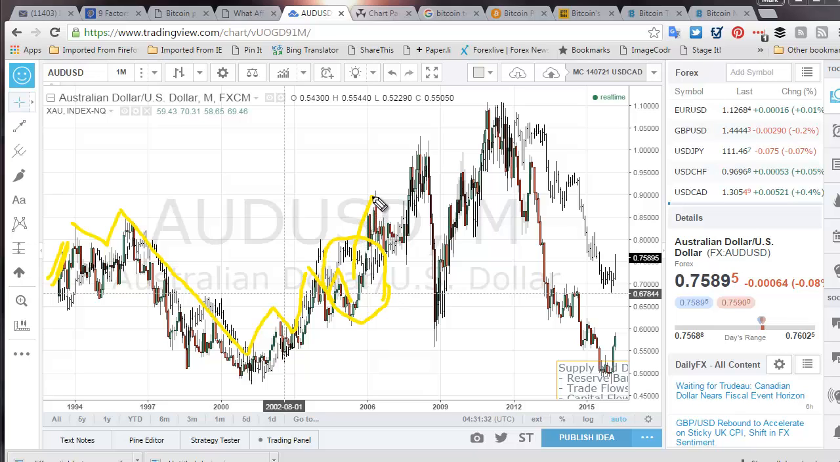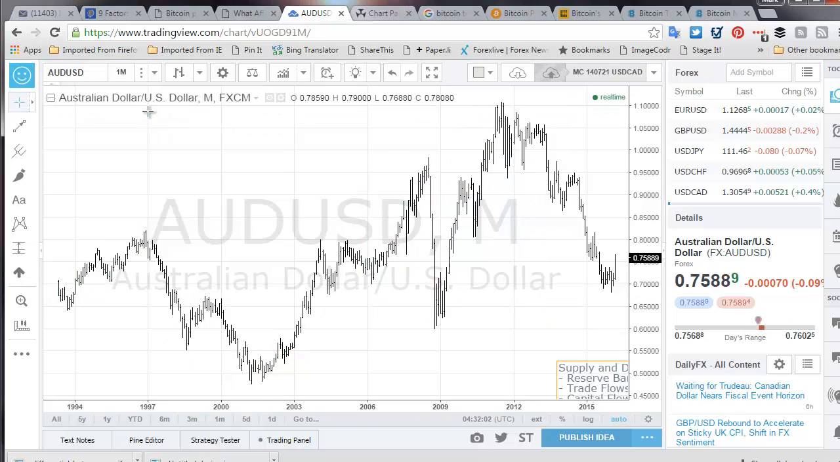As it rises, we see the Australian dollar rising, the dramatic fall of the GFC, and then the rise after that, and then the turnover at the top, and then the drop. And this one is mirrored as well. So we can see pretty clearly that the Australian dollar follows the gold price very precisely. And that's no surprise, because Australia is a large exporter of gold.